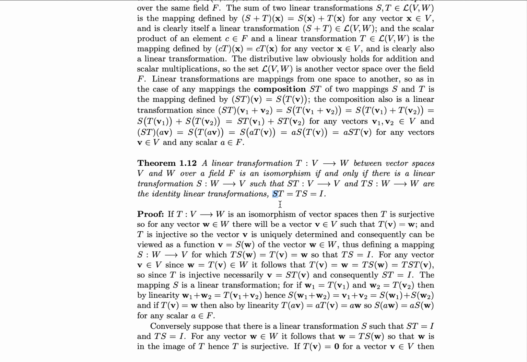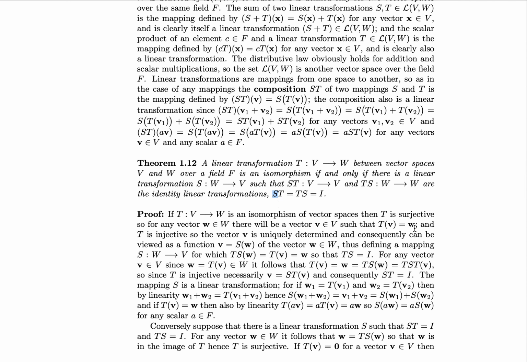With that, we see that we're going to confirm this isomorphism. Because if we have inverse, we're going to show some facts about it that will lead us to apply our lemma about isomorphisms, that it needs to span and have zero kernel. So let's proceed with the proof. If T from V to W is an isomorphism of vector spaces, then T is surjective. So for any vector W in W, there will be a vector V in V such that T of V is equal to W.